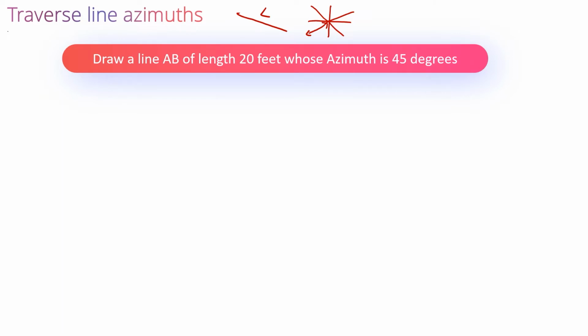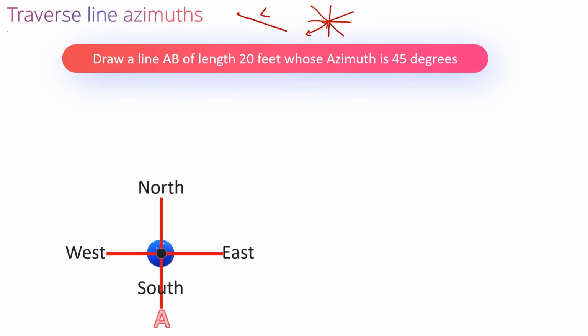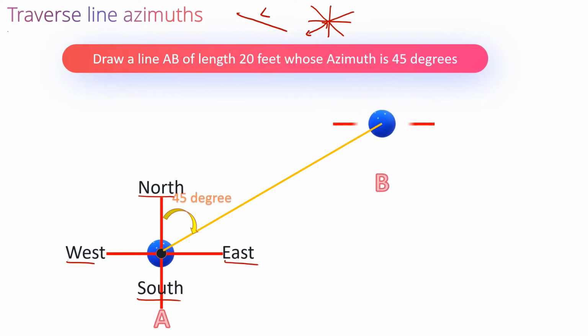So what you do is you first start with the first point, okay? And let's call this A. And I want you guys to use this compass, okay? Whenever you draw a line in a traverse, always use this compass because it makes your life so easy. The azimuth of this line is 45 degrees, so I draw this line 45 degrees from north, and this would give me my second point B, and I place this compass here. So this length is equal to 20 foot.